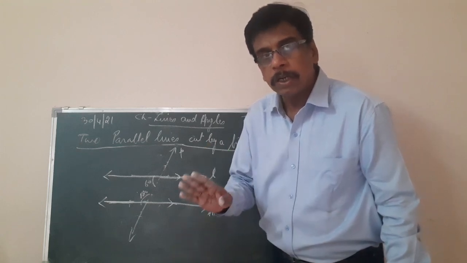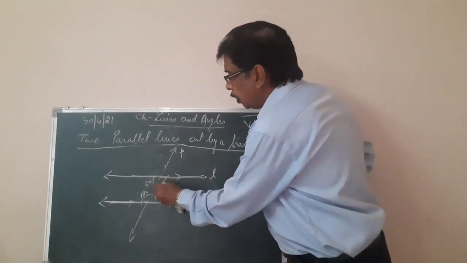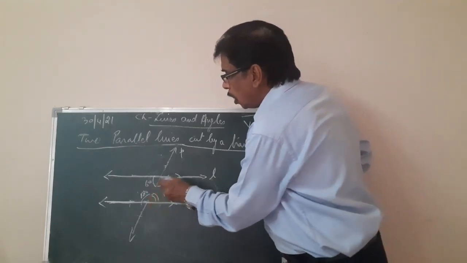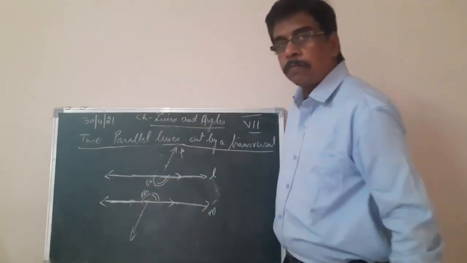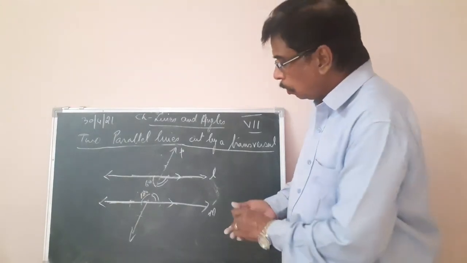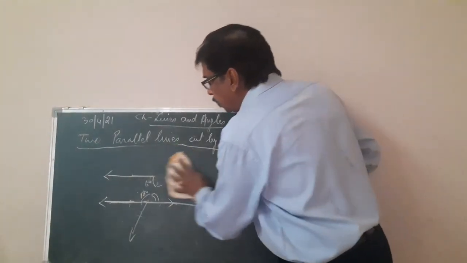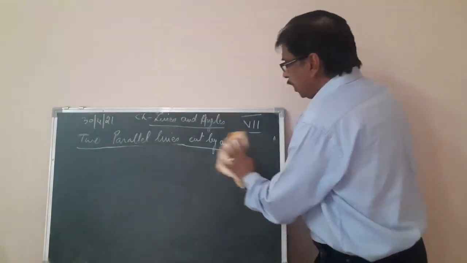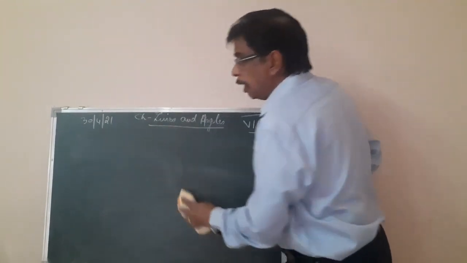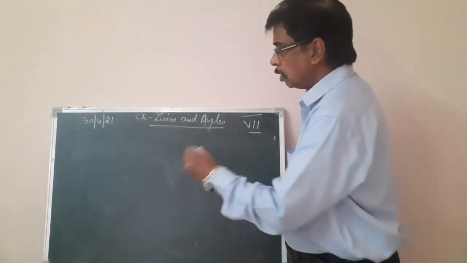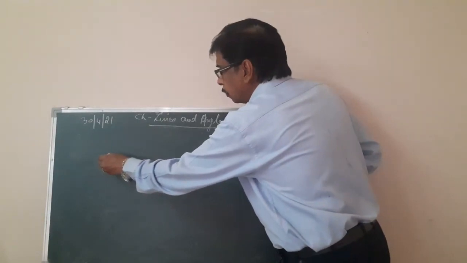I hope it is clear. Other co-interior angles are this and this. These are co-interior angles also. So, with the help of this, you can find the angles. Now we come to naming the angles. Suppose we are given two parallel lines.